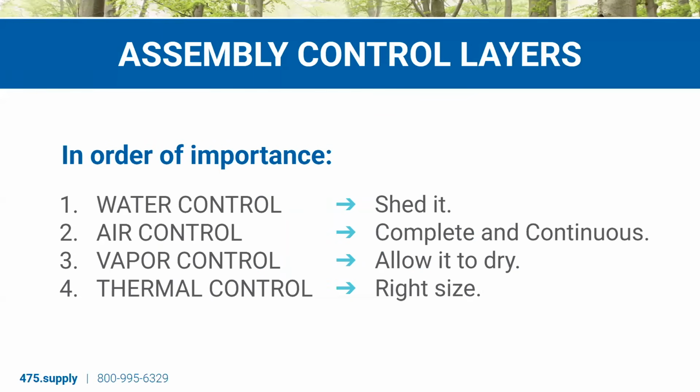So we shed the water, that's the main thing. We air sealed, ideally on both sides of the insulation, completely and continuously. We thought about how it's going to dry through diffusion. For climate zones 3 and below, that means an exterior class 3 vapor retarder. And for climate zones 4 and up, we want to prioritize that vapor variable membrane, the Intello membrane, inboard of the insulation. And now we're looking at the thermal control, the R value.